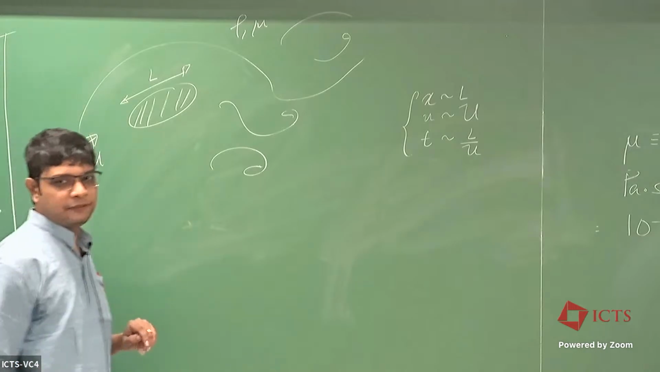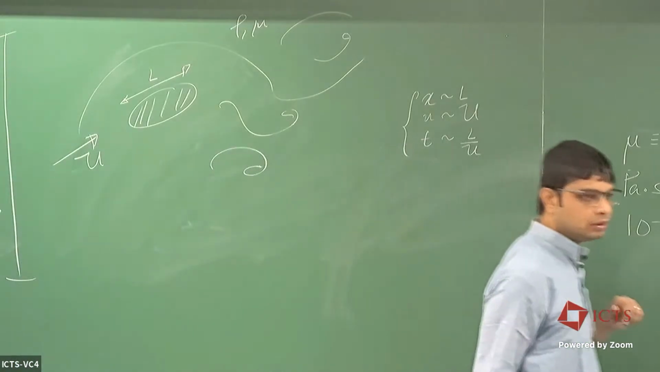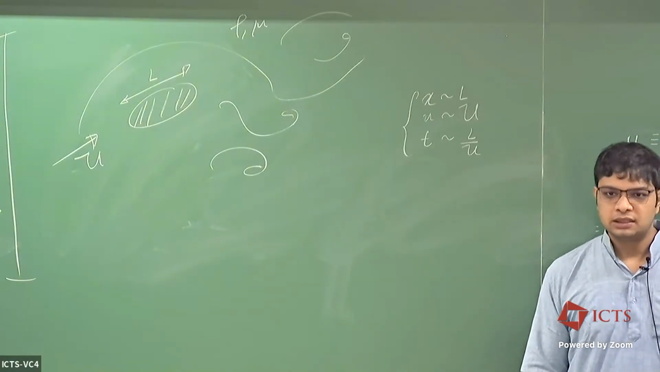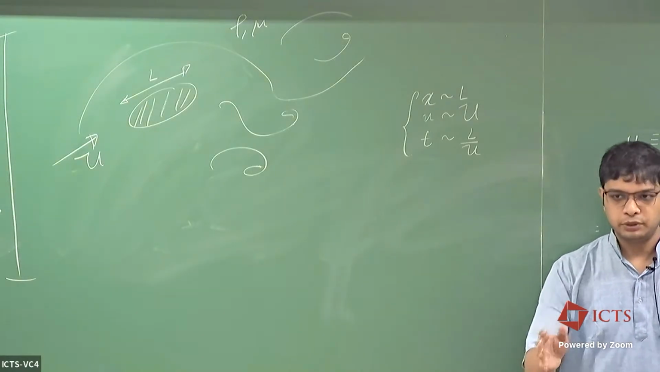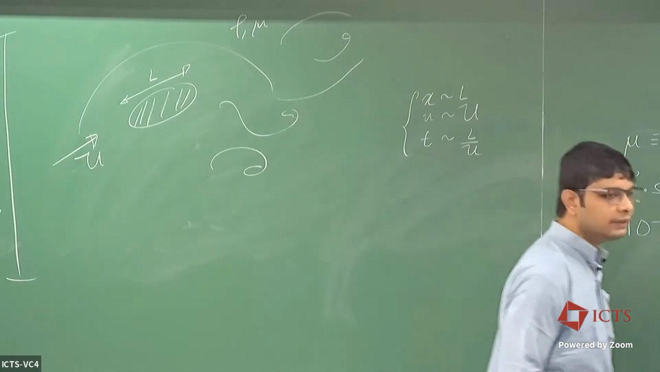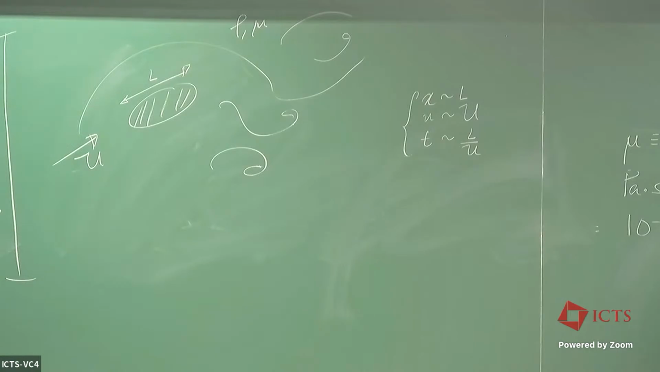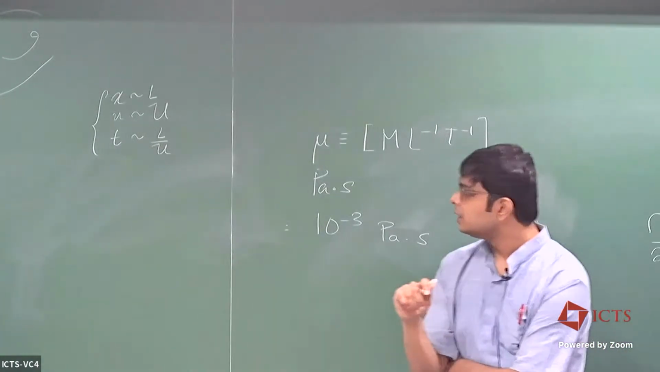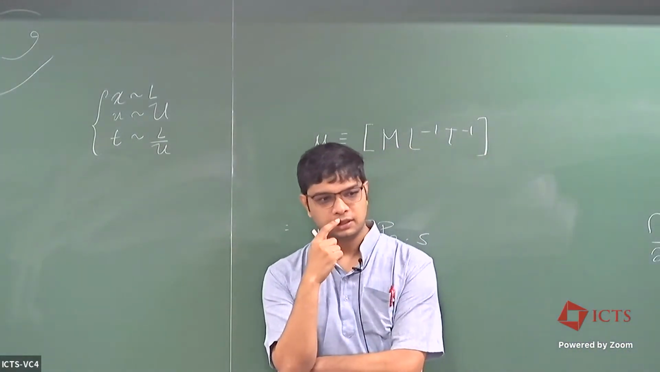So let's again take a physical example and try to figure out how you will get L, U, and these things. Let's take the context of a cup of coffee that you want to stir. What's the relevant length scale you think in that problem? Diameter of the cup, size of the spoon, that's the length scale, some centimeters. What's the velocity in that context?